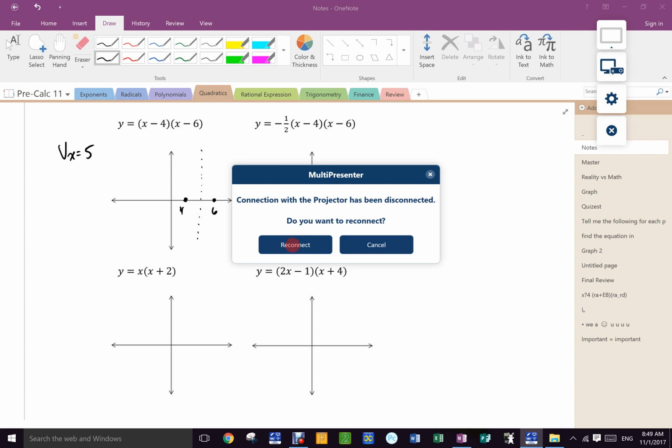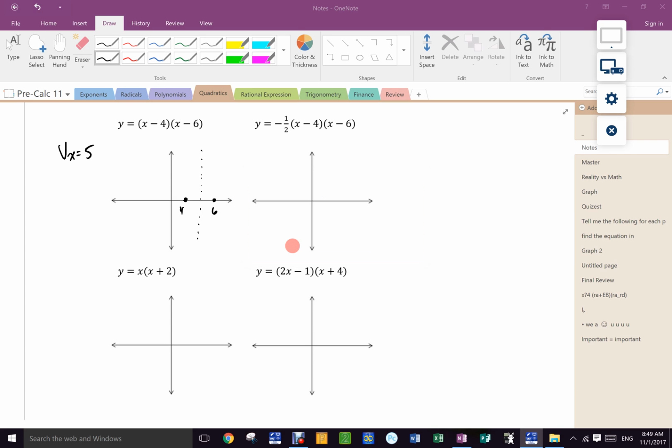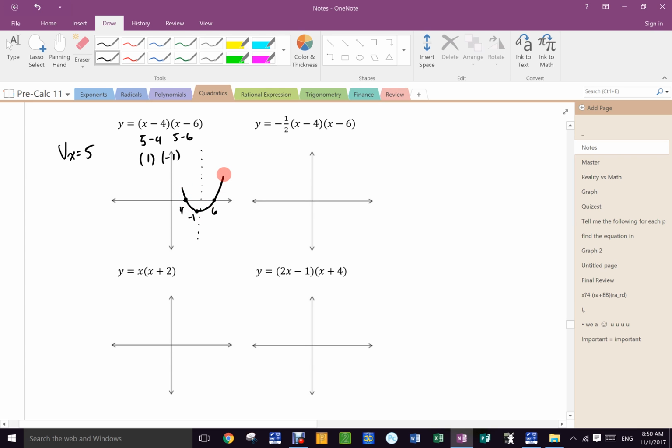Once I have 5, what do I do? Plug it back in. So what's this one? 5 minus 4. What's that? 1. And what's this one? 5 minus 6. What's that? Negative 1. What's 1 times negative 1? Negative 1. And there's my graph. Easy peasy, right?